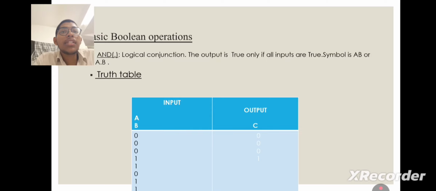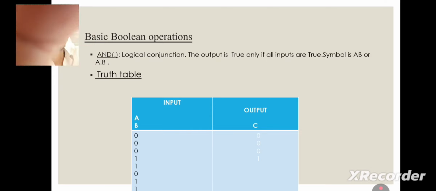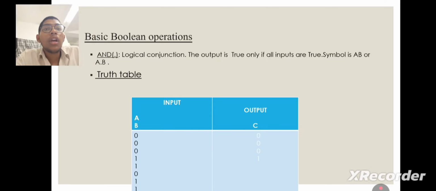Now we are discussing the basic Boolean operations. AND, logical conjunction. The output is true only if all inputs are true. Symbol is AB or A into B. Truth table of inputs A, B and output C. Input A 0, B 0, output 0.